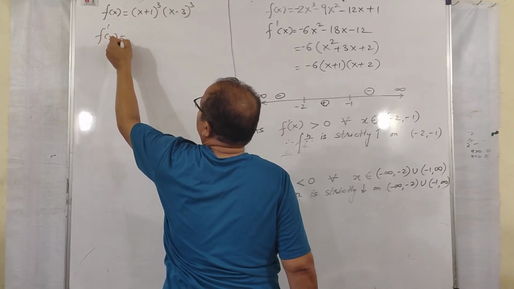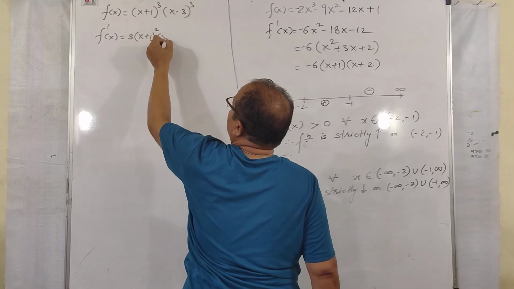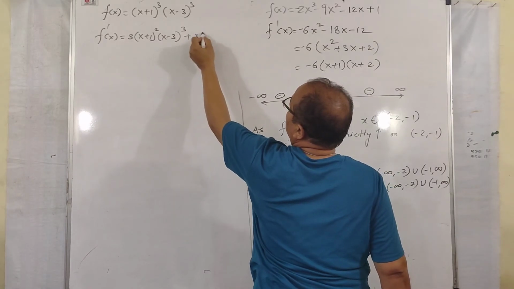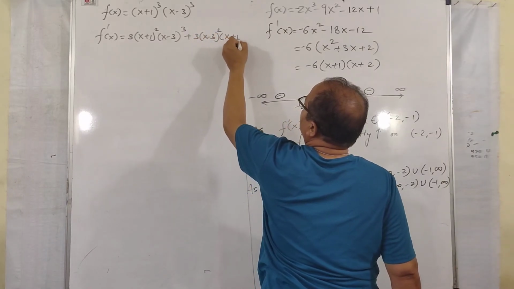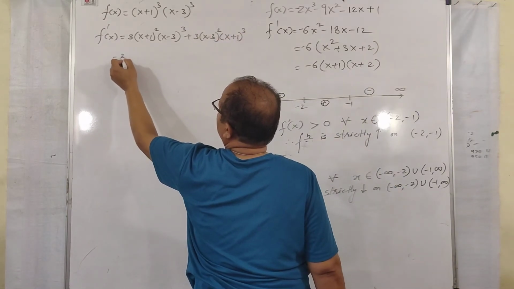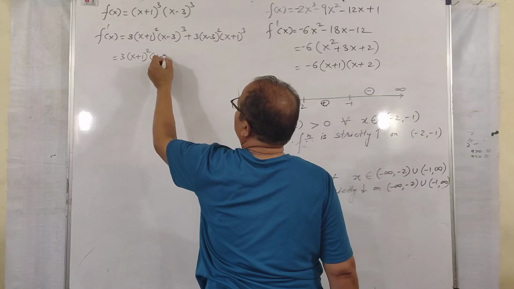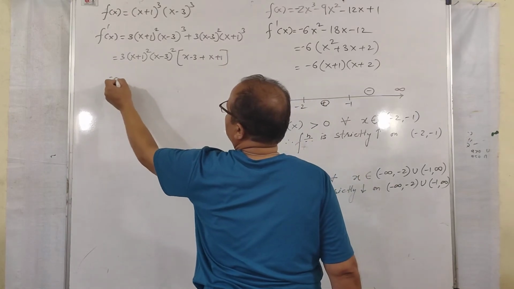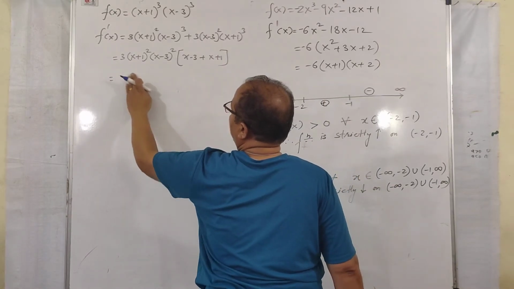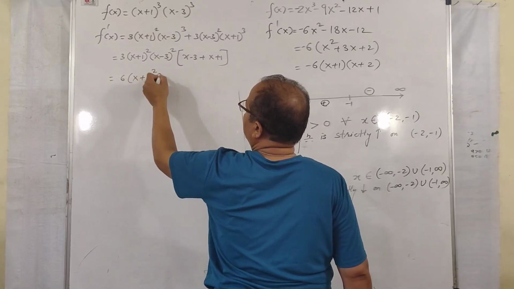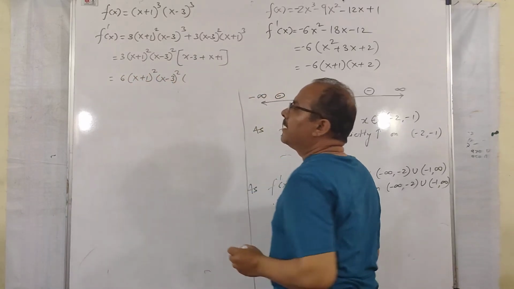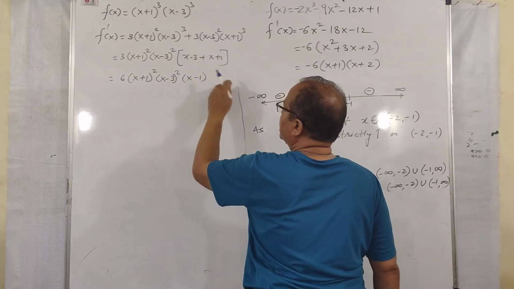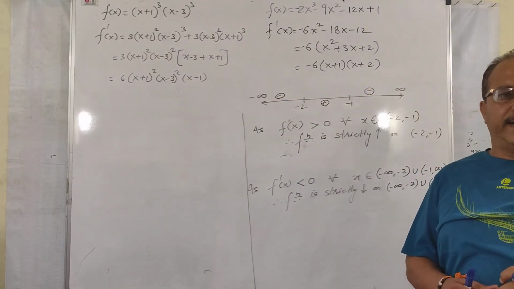What is f'(x)? You know how to differentiate. So 3(x plus 1) square, (x minus 3) square. So (x minus 3) plus (x plus 1). So 3. Another I will take 6, (x plus 1), (x minus 3). And what will you get here? 2x minus 2. So 2x minus 2, since 2 was taken common, it became 6. So (x minus 1). So in this way we find the derivative.